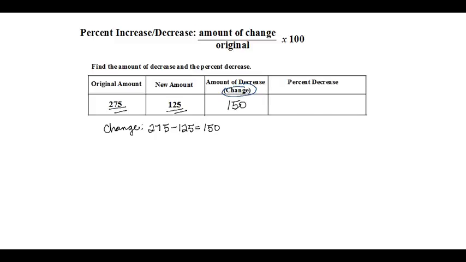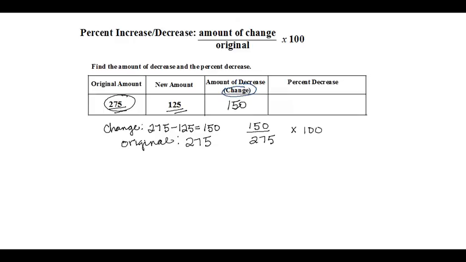Okay, so we have one part that we need in our equation. We also need to know what the original amount was. Well, the original amount is right here, 275. So that was given. And now we are ready to rock and roll with our equation. So what was my amount of change? Looking at our equation at the top, it was 150. We defined it as 150. And then the original amount was 275. We are going to have to multiply that by 100.